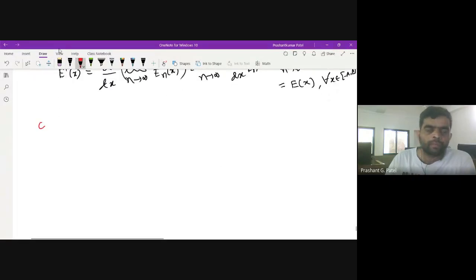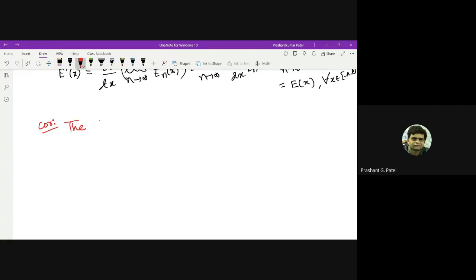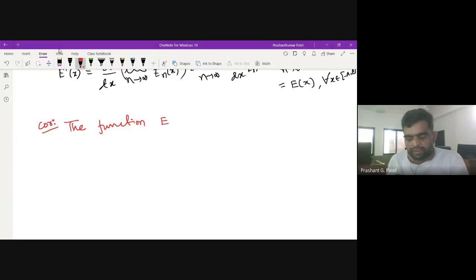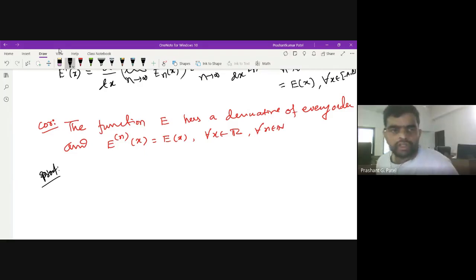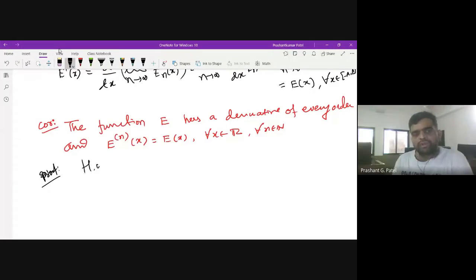The second one is a corollary, which tells you that not only the first derivative, if such a function exists, then all the derivatives are itself. So the function E has a derivative of every order, and the nth derivative of this E function is itself for all x in R and for all n in N. A proof can be done using induction. For n equal to 1, we already achieved the result here. And if you use induction, we can prove this. So I'm giving you this as homework to do yourself. The hint is induction.